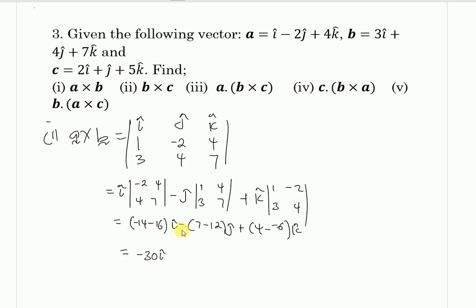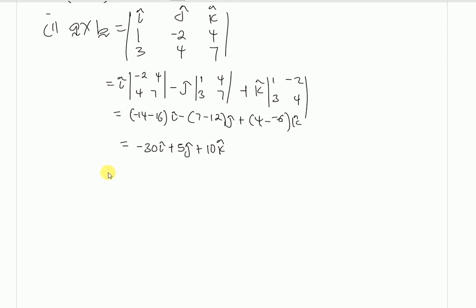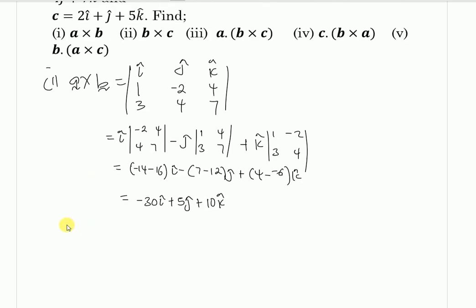Then we have a minus, and this one is also a minus. 7 minus 12 is minus 5, supposed to get us the result. There you are. That is A cross B.